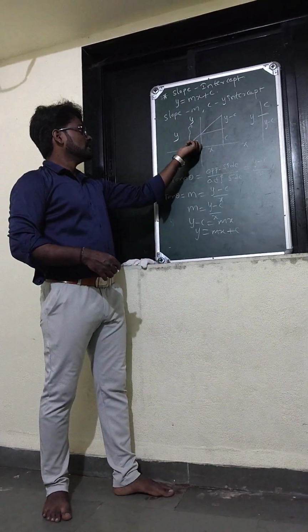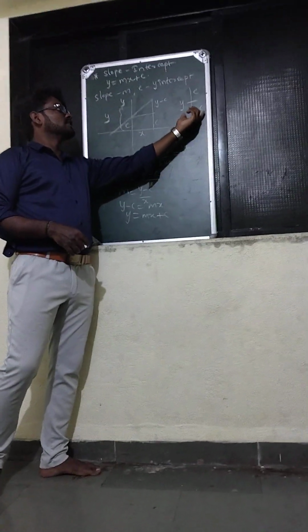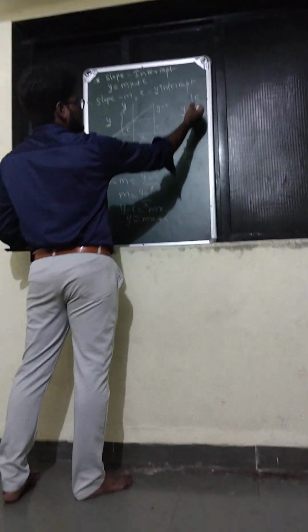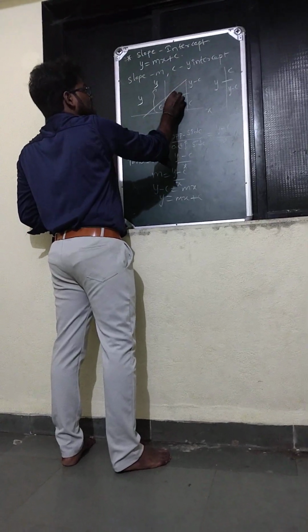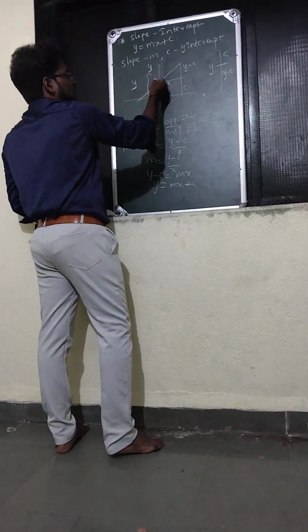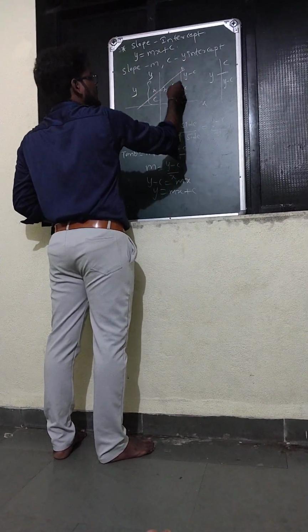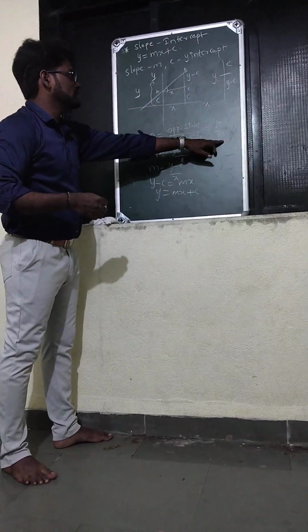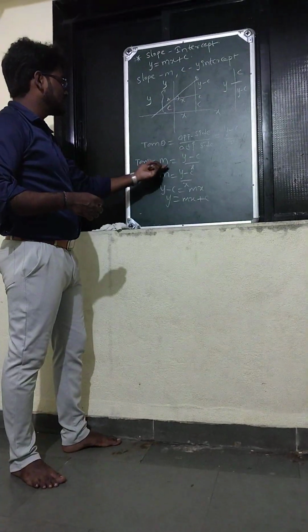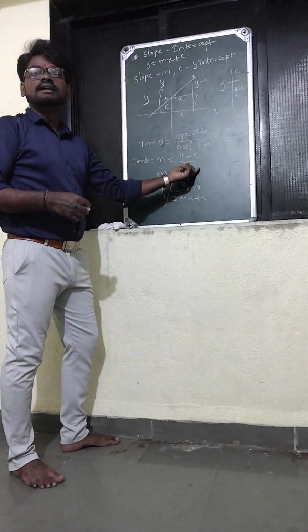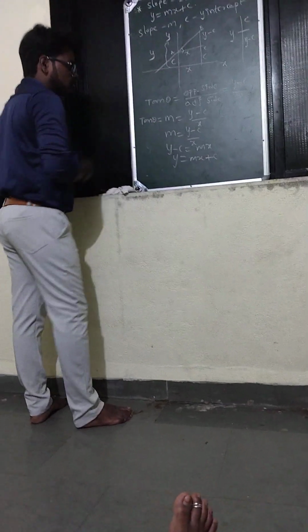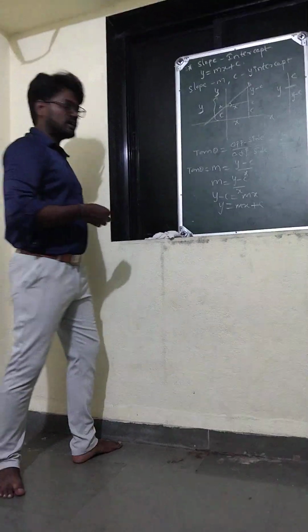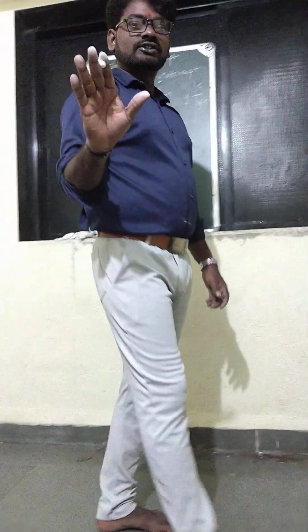Total distance y, some of the distance c, and the remaining distance is y minus c. Opposite side is y minus c, adjacent side is x. Tan theta equals y minus c by x, and you know the tan theta value, tan theta equals m, then m equals y minus c by x. x shifted to the LHS side, y minus c equals mx. Minus c shifted to the RHS side, then y equals mx plus c.